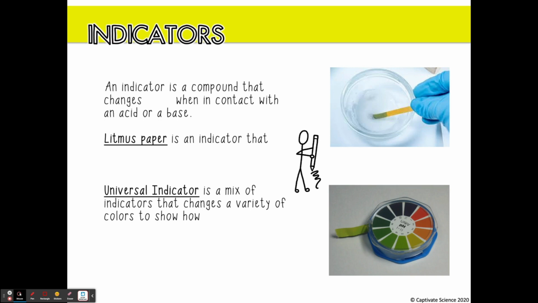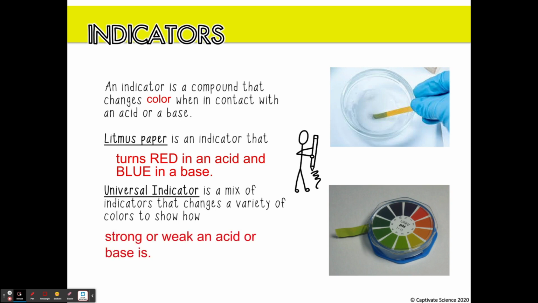Okay, so what is an indicator? So next topic. An indicator, we're going to use these probably later in our lesson. An indicator is a compound that changes color when in contact with either an acid or a base. Litmus paper is an indicator that turns red in an acid and then blue in a base. A universal indicator is a mix of indicators that changes a variety of colors to show how strong or weak an acid or base is.